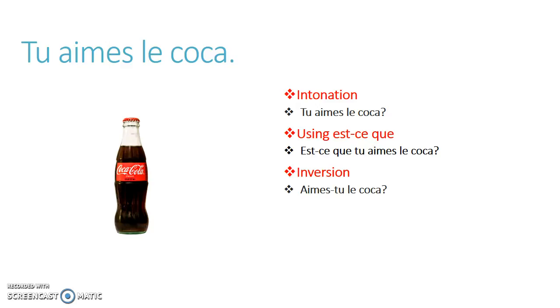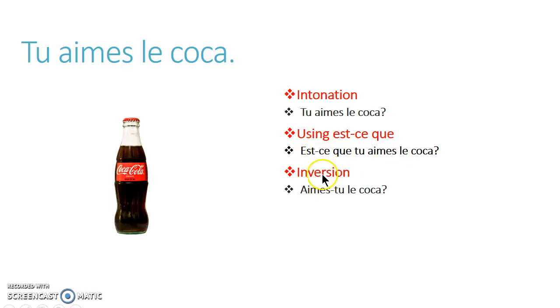Basically, the other day we learned how to take a statement and turn it into a yes-no type question. The first way we can do that is in spoken French only. We can use our intonation to indicate a question. Here I have my statement, tu aimes le coca. Here I use intonation. Tu aimes le coca? My rising intonation at the end indicates that it's a question instead of a statement saying you like Coke, or do you like Coke.